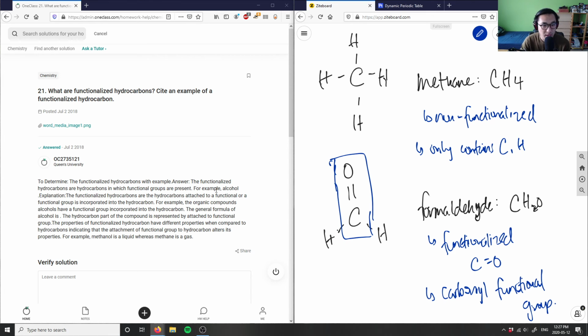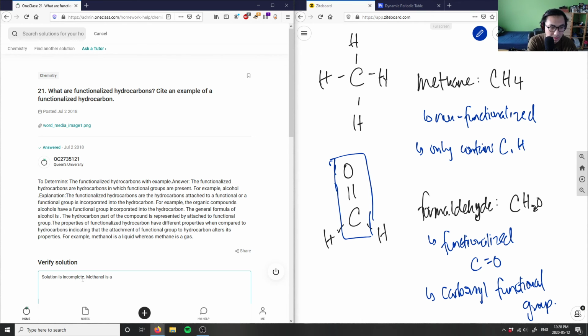So in this case, it changes the properties of the hydrocarbon. So let's see. For example, alcohol. The functionalized hydrocarbons are the hydrocarbons where a functional group is incorporated into the hydrocarbon. For example, methanol is a liquid, whereas methane is a gas. Okay, so I guess they're using methane as the non-functionalized and methanol as their functionalized group. I think the solution here is incomplete because it says, for example, alcohol, and then it cuts off, right? So I think it might be a copy and paste issue or something like that. So I'll just say solution here is incomplete.